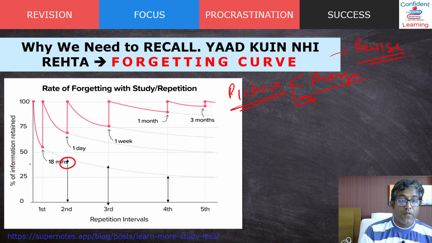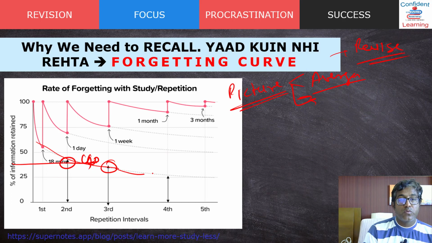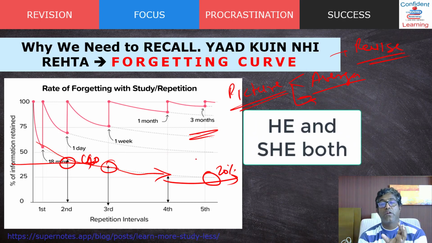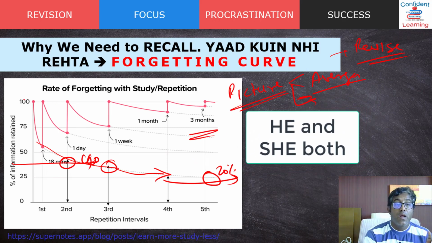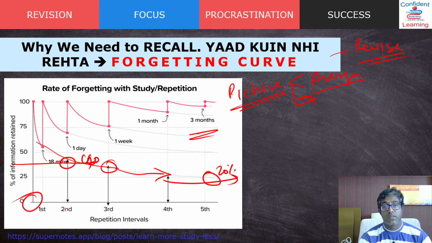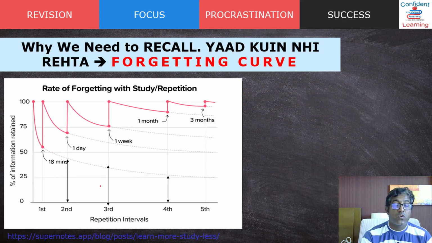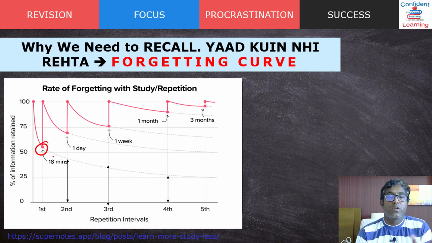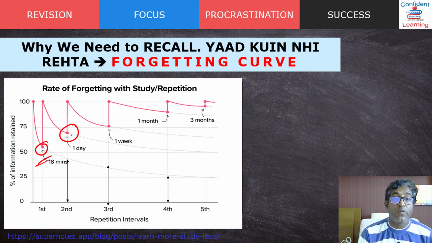After one day he can recall up to 60%, so 40% is gone. As time passes, his retention power reduces to 20%. Means after 3 months, he can only remember 20% of the information he read on the first day. So that's why we need to revise the concept from time to time. And what will be the timing? The first 18 minutes may be crucial. If you don't have time, at least within one day you have to recall the information.